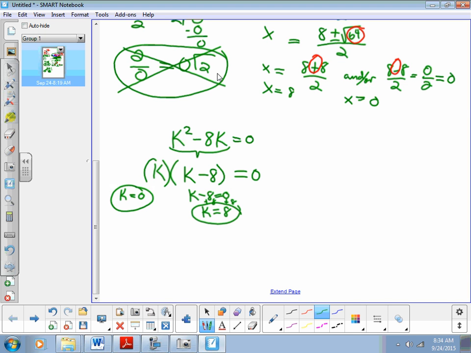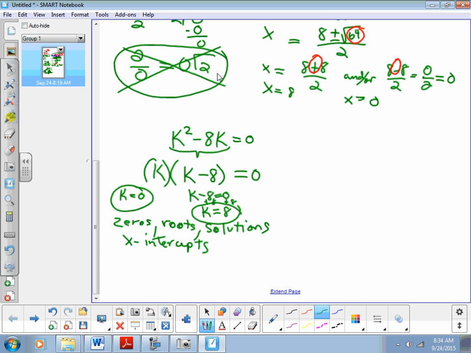And remember that those numbers that you're getting are called your zeros, your roots, your solutions, your x-intercepts. All those things that I'm writing right there, that's what those two answers are.